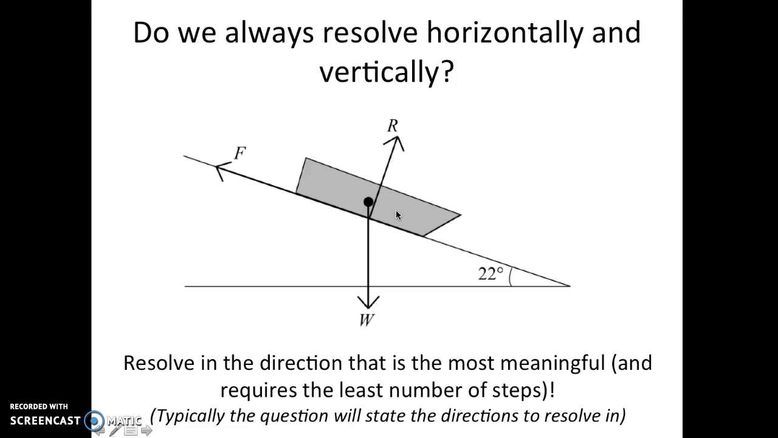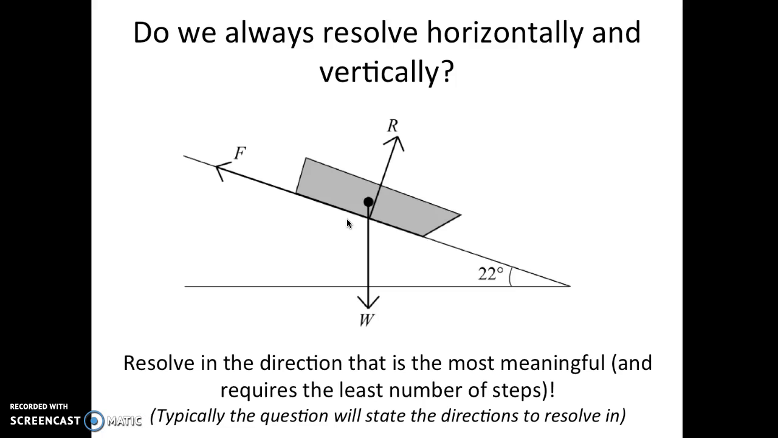So when looking at situations, it's important that you resolve in the direction that is the most meaningful. If I'm thinking about something slipping down a plane, it's probably meaningful to resolve parallel and perpendicular to the plane, but also the one that requires the least number of steps. If I do parallel and perpendicular to the plane, I only have to resolve one force, less steps for me. Please note that typically the question will state the directions that you need to resolve the forces in. So for example, it will say analyse the forces parallel to the slope. Well, in that case, you know you're going to have everything acting parallel and perpendicular to the slope.